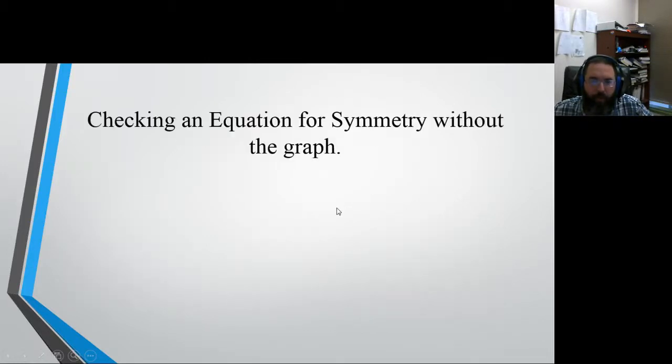All right, but what about if we don't have the graph to look at? Sometimes we want to use the symmetry, if we can determine it ahead of time, to help us draw the graph.